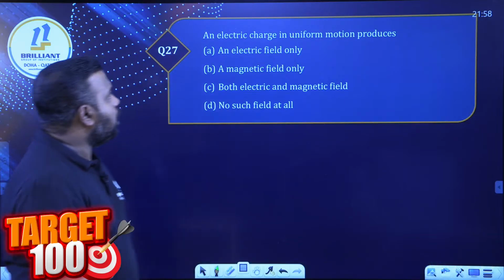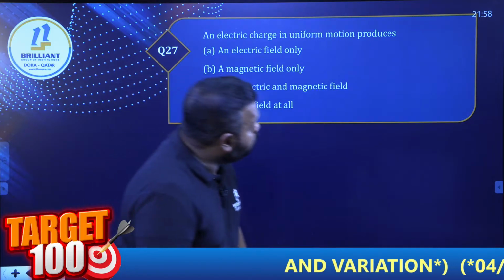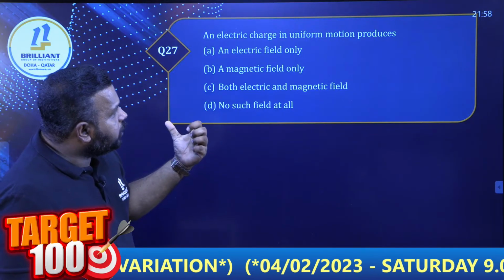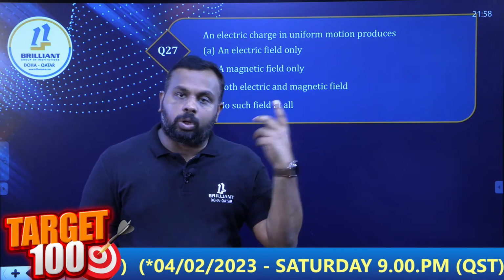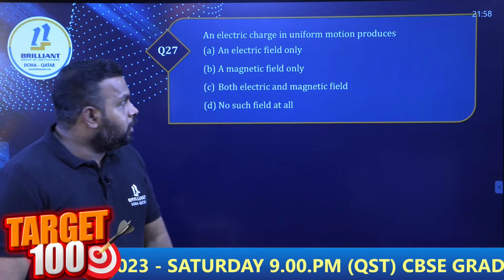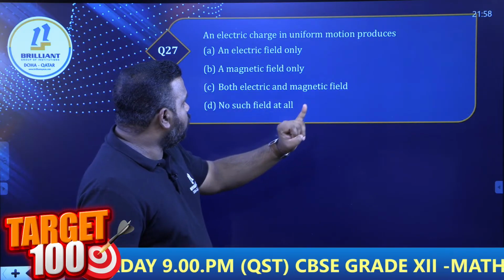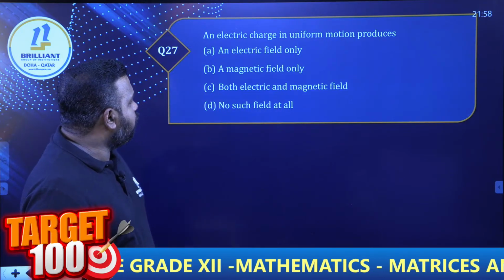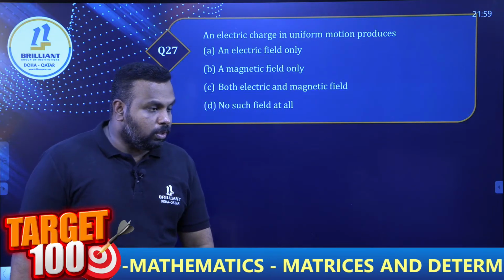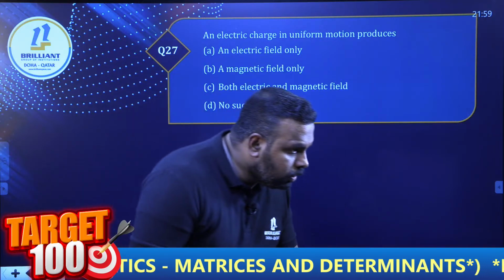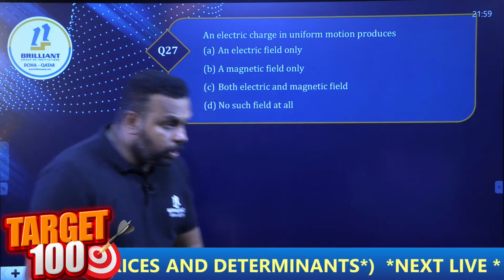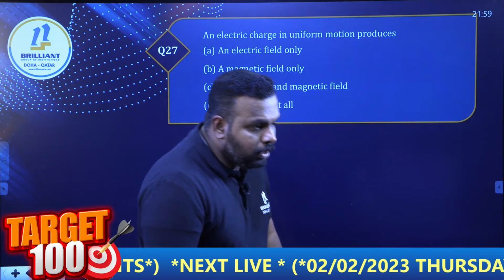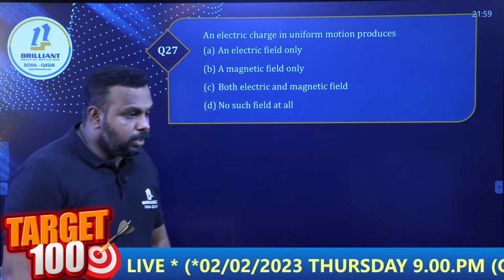An electric charge in uniform motion produces what? Comment your answers. An electric field only, a magnetic field only, both electric and magnetic field, or no such field at all. Okay, right answer Dhrubil, Prapti, Albert. Yes, correct answer.